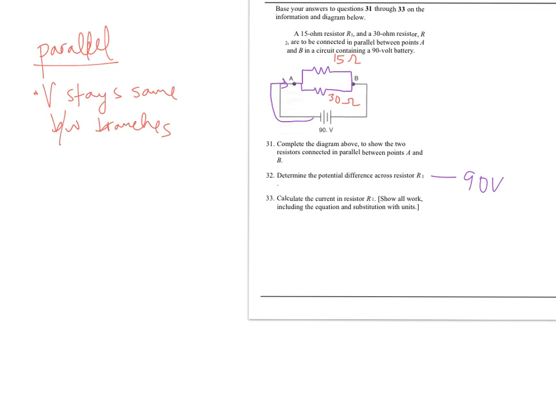Then we have to calculate the current in R1. We know our voltage is still 90. We're looking for current I and resistance R. R1 is 15 ohms. 90 divided by 15, I is now 6 amps. So if you show your work just like this, you'll get full credit.